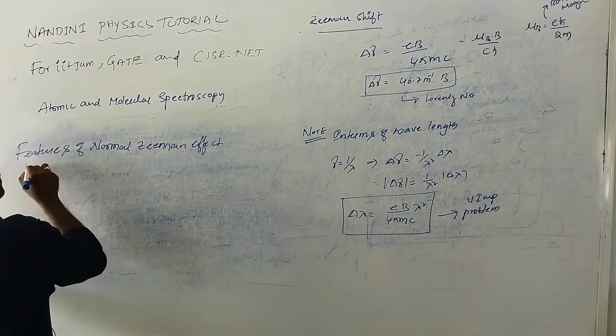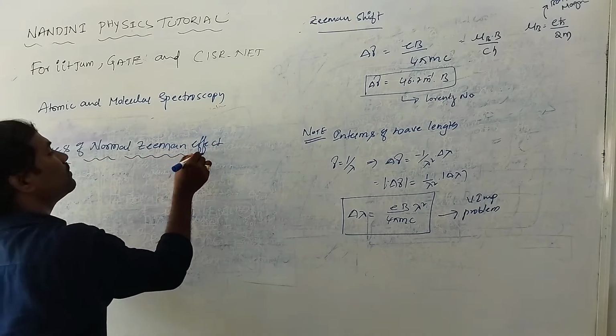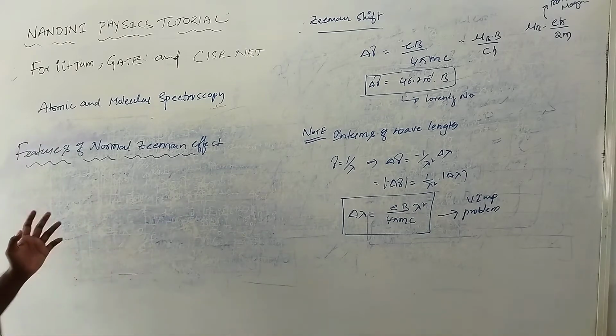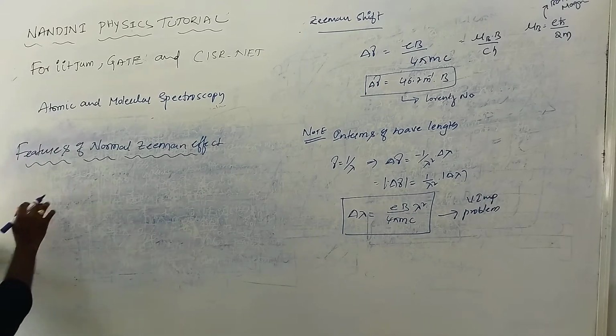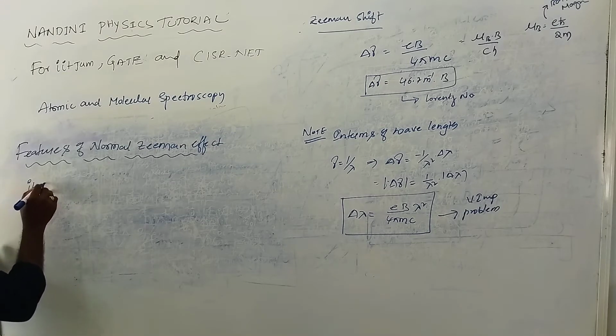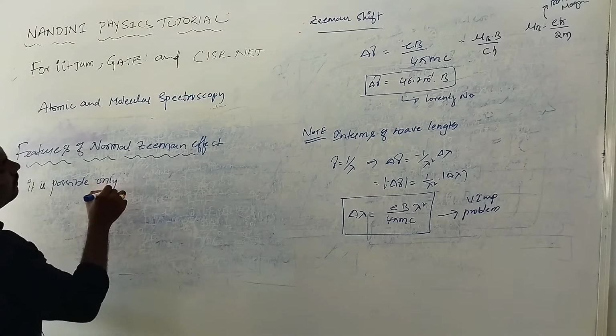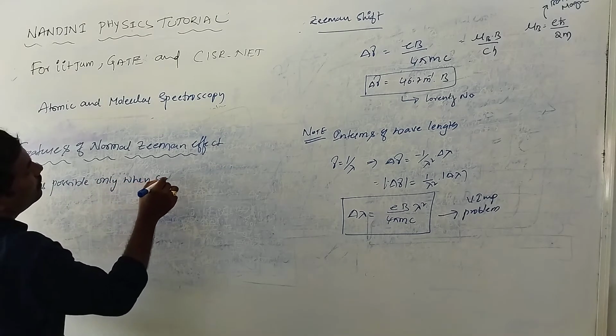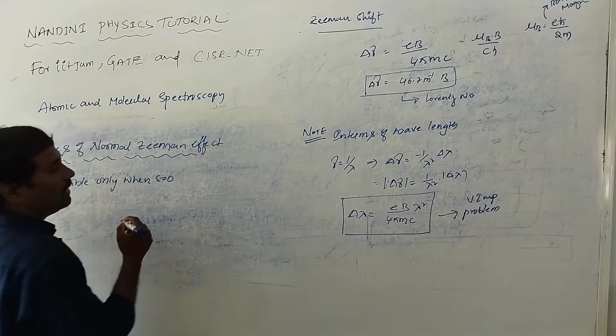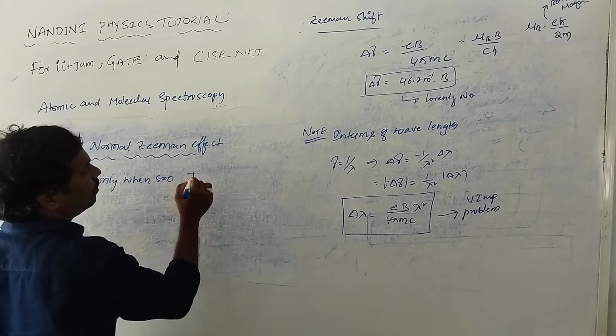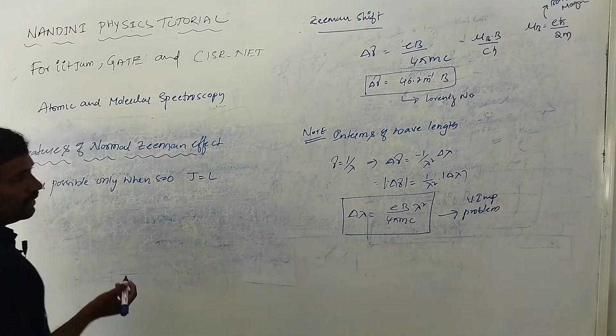So what are the features? You will get the normal Zeeman effect. I will write the features here once again. The normal Zeeman effect is possible only when S is equal to 0. So only when S is equal to 0, what is the total angular momentum? J is equal to L only, okay.